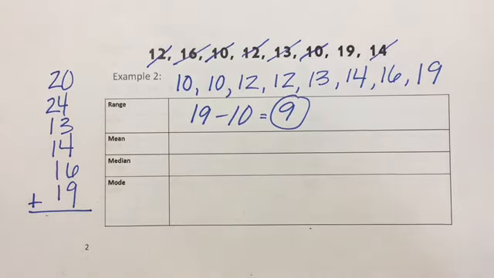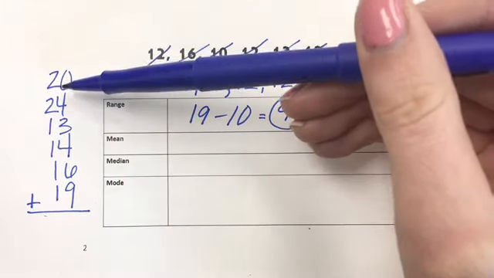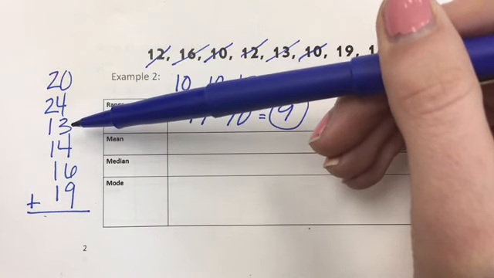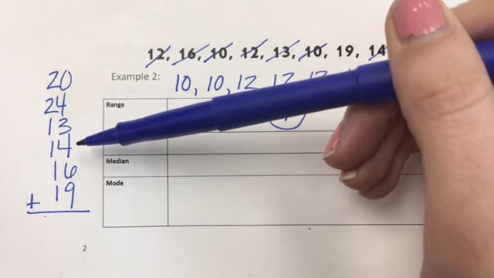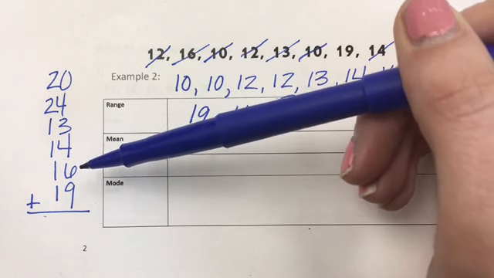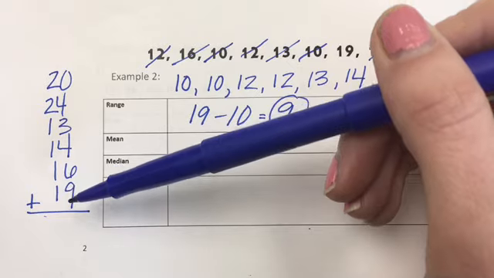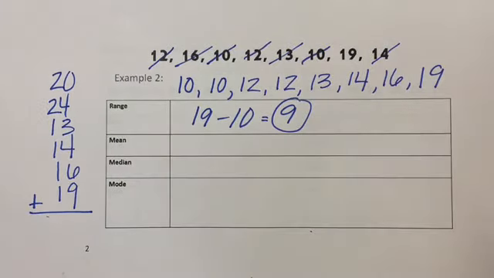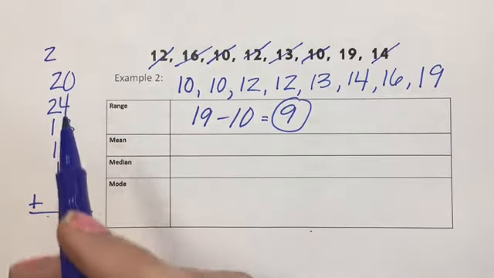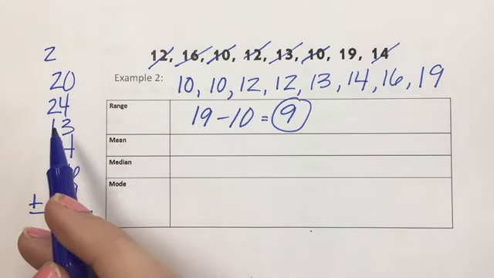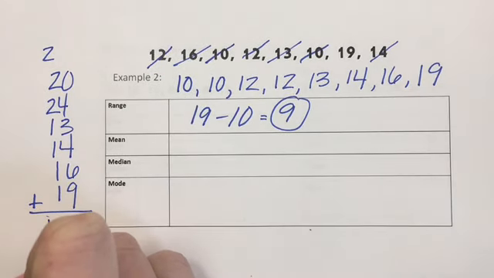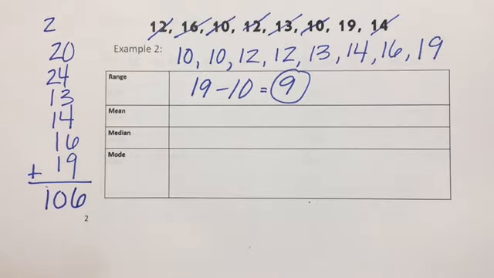Now be careful that you don't make any mistakes here. It's easy to do, so take your time. 0 and 4 give us 4. 4 and 3 give us 7. 7 and 4 give us 11. 11 and 6 give us 17. And 17 and 9 give us 26. 2, 2, and 2 give us 6, 7, 8, 9, 10. So we get 106.